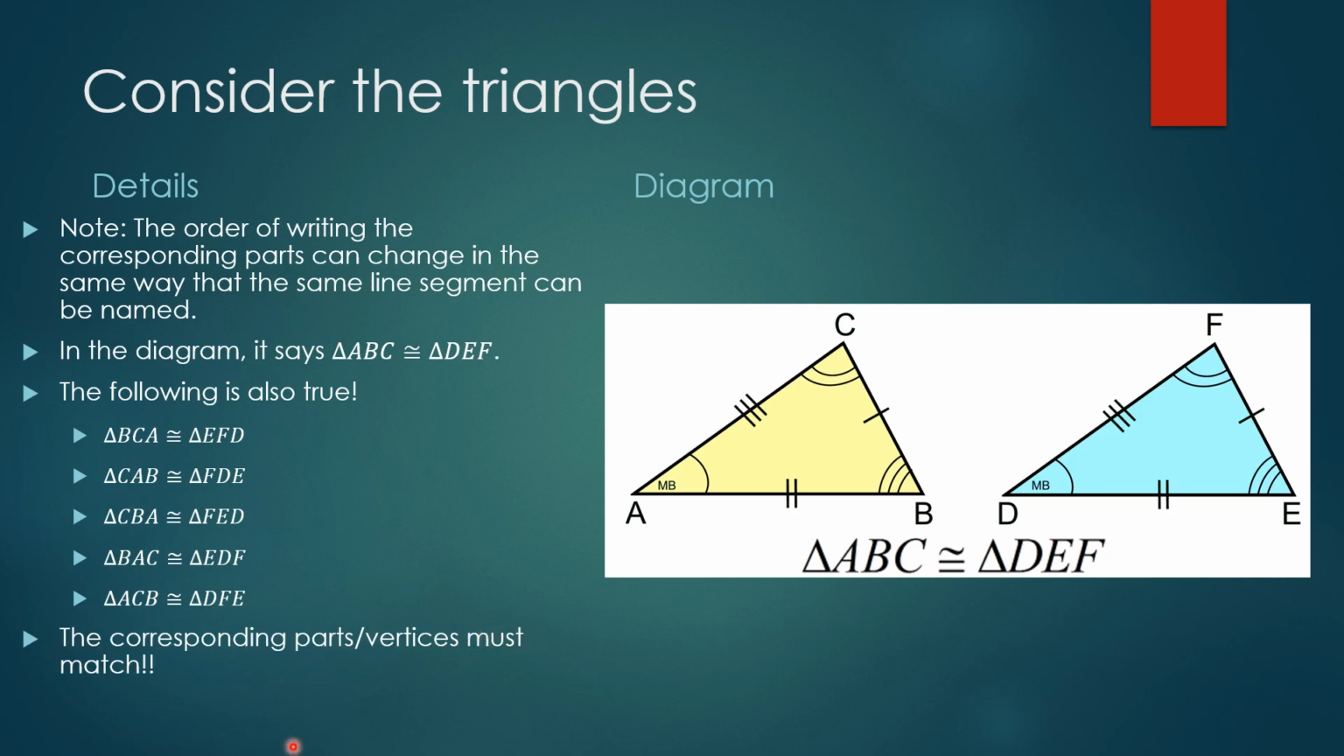The key thing is that the vertices of the triangles must match. A relates to D, C relates to F, and B relates to E. That's why in these orders you can see C is with F in every one of them.